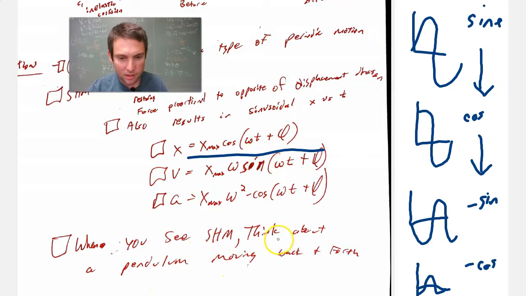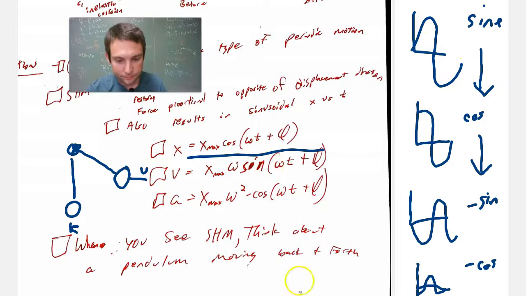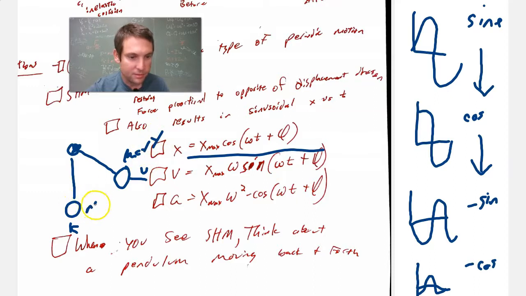When you see simple harmonic motion, think about a pendulum moving back and forth, because a pendulum moving back and forth is going to have its maximum potential energy right here and its maximum kinetic energy down here. And it's just going to continue to go back and forth. So if we plot the position versus time, it's just going to continue to go back and forth. This is its maximum displacement. Maximum displacement, minimum displacement, it would be here, or x equals 0 would happen at the equilibrium point.